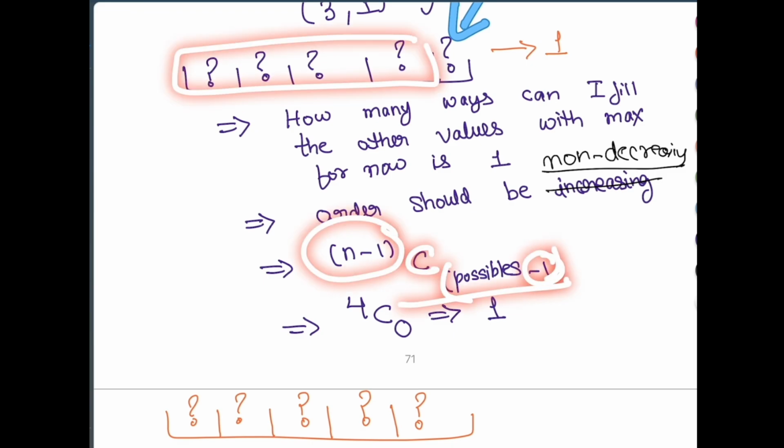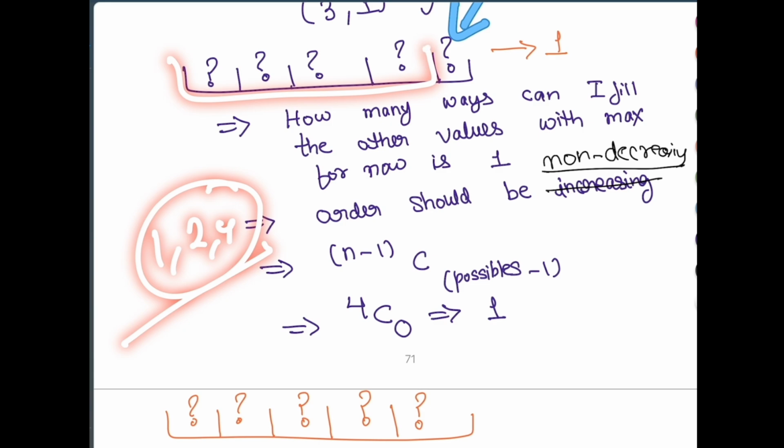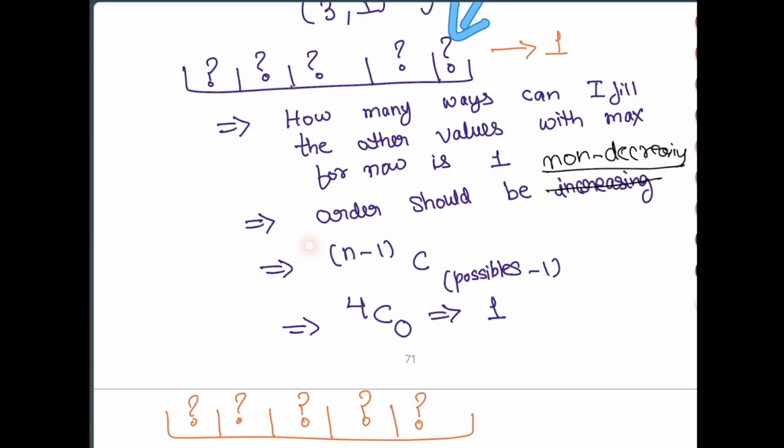Now why this minus 1? This is because I need to make sure that my order should be non-decreasing. If this condition was not there, I could say n minus 1 C possibilities. But if I want to make sure that whatever elements I have, my order is non-decreasing and my array should include all these 3 values at least once, then the formula should be n minus 1, the number of places which I have to fill, combination C, possibilities minus 1. This minus 1 is to make sure that the order will be non-decreasing. That is, we will choose only those arrays in which the order is non-decreasing. This is a mathematical formula, you can say, so you just need to make sure that you remember this formula.